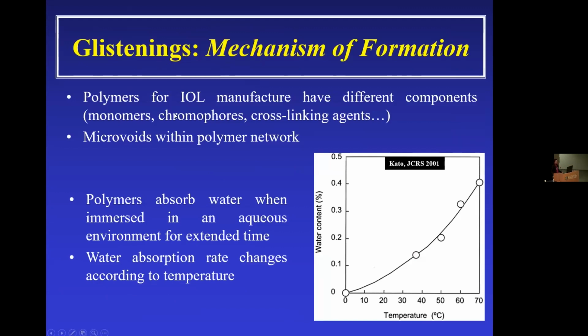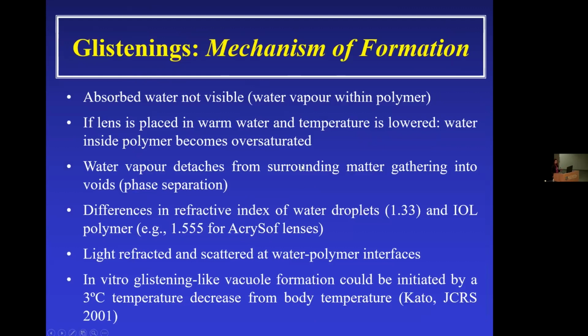Any polymer has very different components in the material, and you may have microvoids within the polymer network. When you put this polymer in water, it is going to absorb water, especially at raised temperatures. The water that is absorbed is usually not visible, in the shape of water vapor. But if you put the lens in warm water and then lower the temperature, the water inside the polymer is going to become oversaturated, detach, and gather inside the microvoids. Because of the differences in refractive index between the water and the material, the light is going to be refracted and scattered at the water-polymer interfaces.